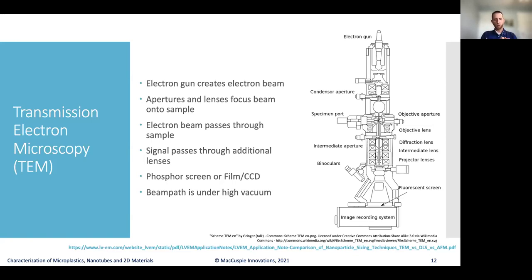And so it's a much shorter wavelength of light. You still have some apertures and lenses to focus that beam onto the sample. The electron beam will then pass through the sample, the transmission element of the name. And as it passes through some additional lenses and apertures to focus that beam onto either a phosphor screen or the film or the CCD detectors, you end up with a final image projected there so that you can see what the sample contains. And so this beam path is under a high vacuum, which is critical for the success of the technique in order to allow it to function correctly.